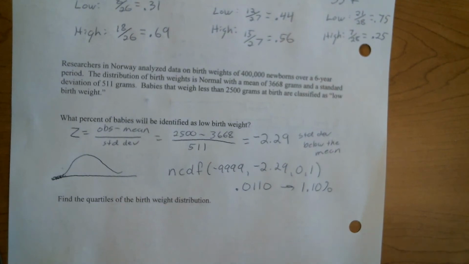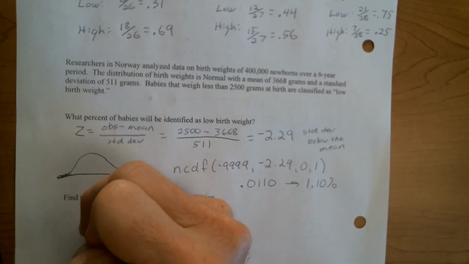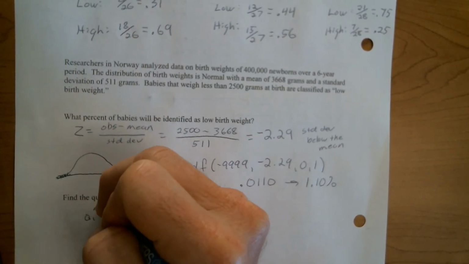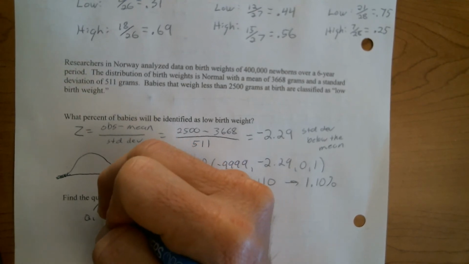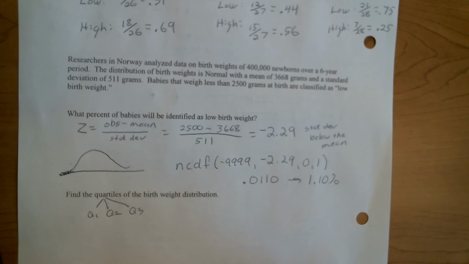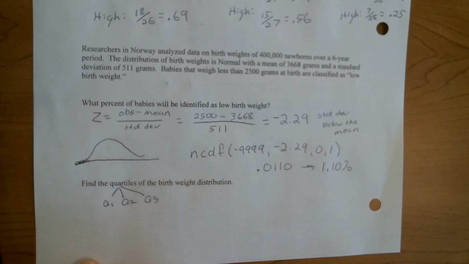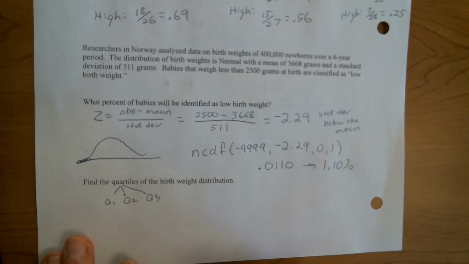All right, the last question says find the quartiles of the birth weight distribution. So the quartiles are the numbers that divide your data into 4 equal parts. So those numbers are Q1, Q2, which we usually just call the median, and Q3, right? Those are our quartiles.